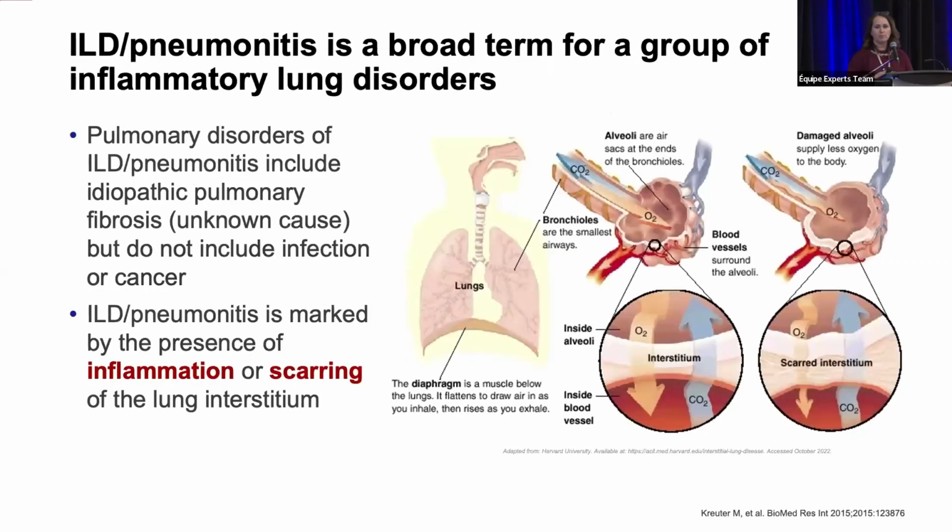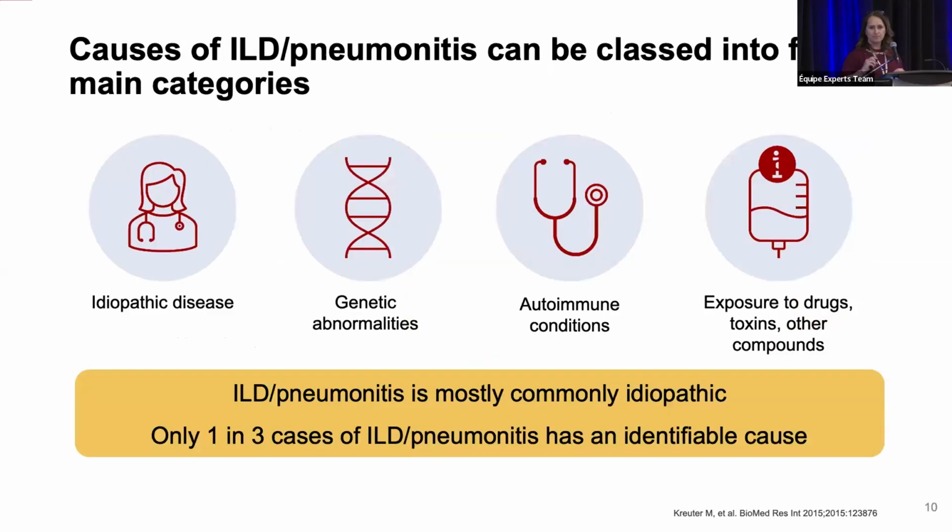So just a quick word about, what does it mean to develop pneumonitis? It's really a broad spectrum of clinical presentations of inflammation of the lung parenchyma. There's inflammation, there's scarring, the interstitium thickens, and there are chronic changes that could lead to fibrosis. What are the causes of pneumonitis? They can be broadly categorized into 4 main groups.